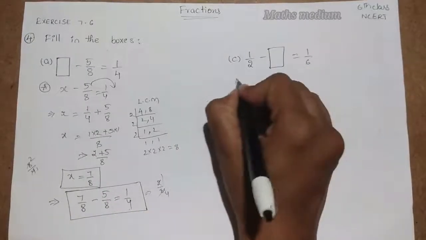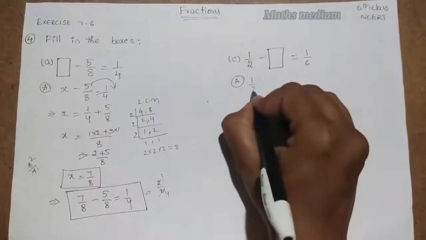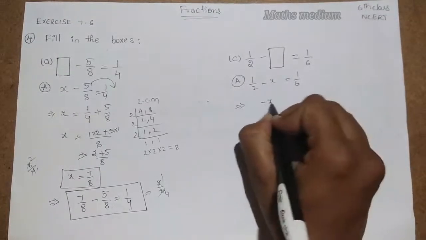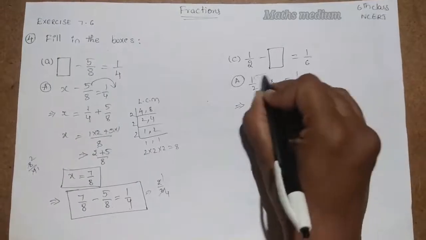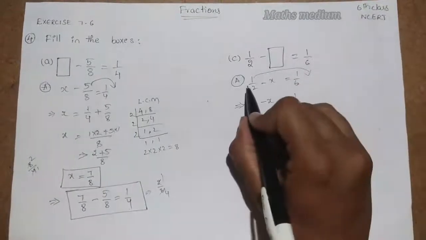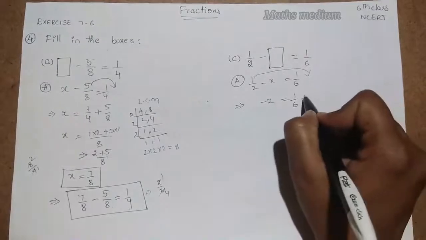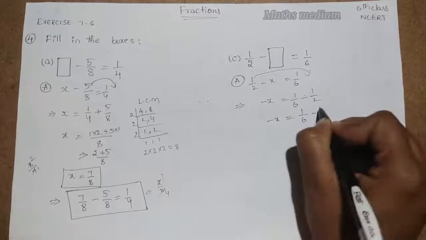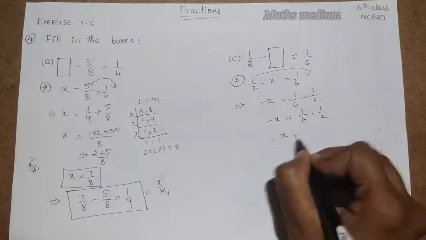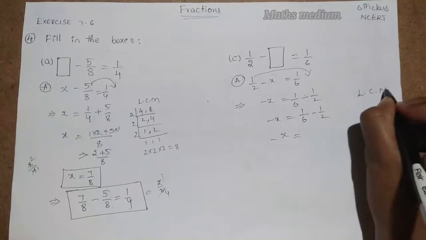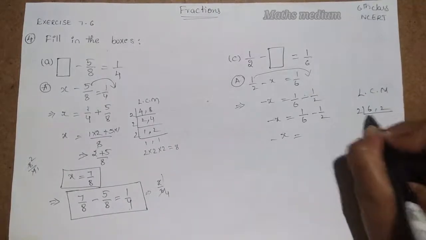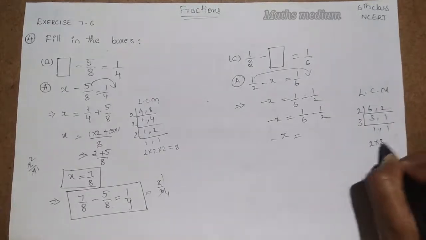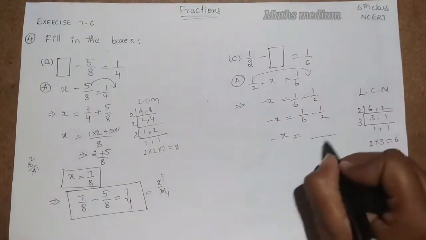Similarly, here also, take the answer. So 1 by 2 minus x equal to 1 by 6. In order to make minus x, this 1 by 2 comes to the other side, so then it changes its sign also. So minus 1 by 2. Minus x equal to 1 by 6 minus 1 by 2. So minus x equal to, take LCM here. LCM of 6, 2. 2 threes are 6, 2 ones are 2, 3 ones are 3, 1. 2 threes are 6. 6 is the LCM. So take 6.